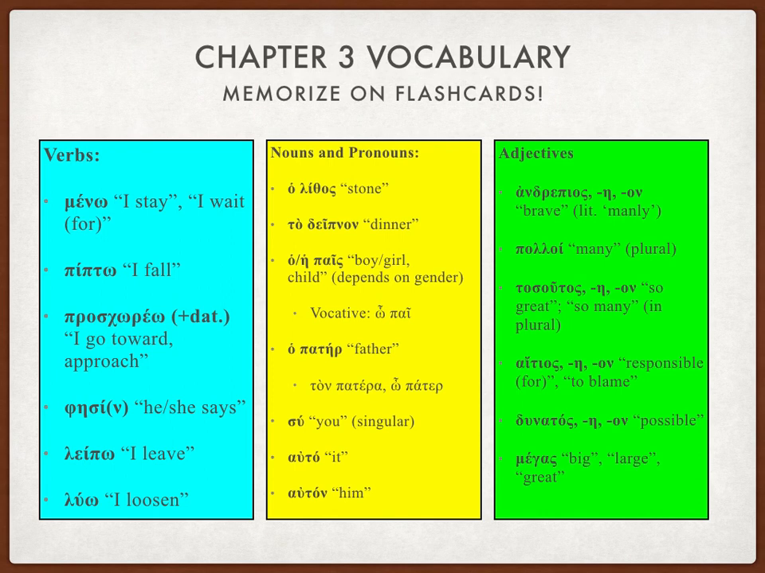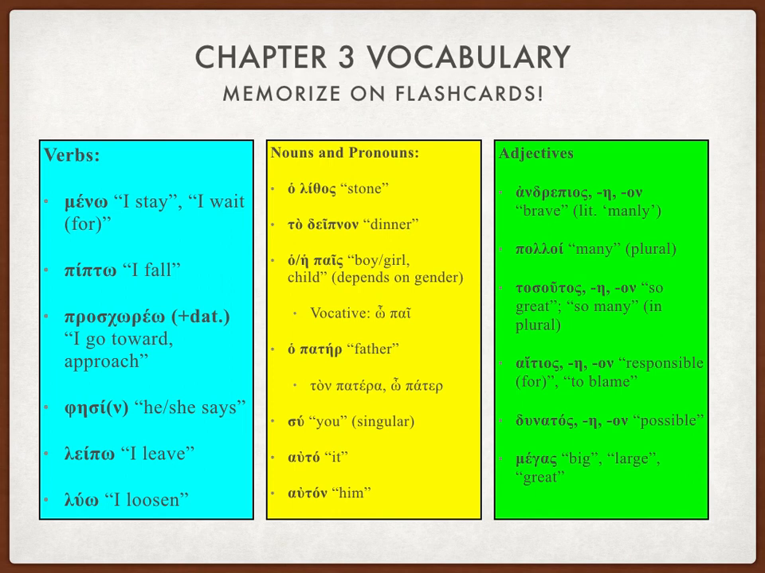If I'm talking to one person directly, I could say su. Su is how I say you, singular, and that's the nominative form of you in Greek. Auto is it, if I'm talking about a thing, and auton is the accusative of he, she, or it. Auton means him. If I see him, I see auton in Greek.